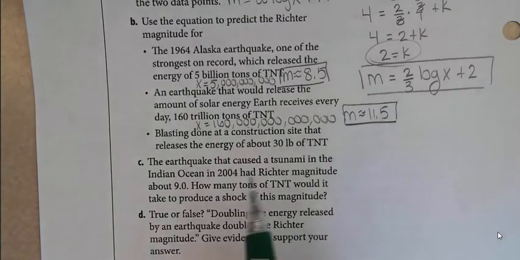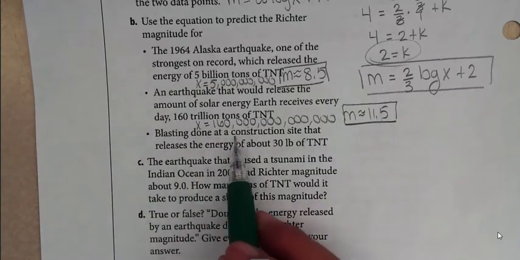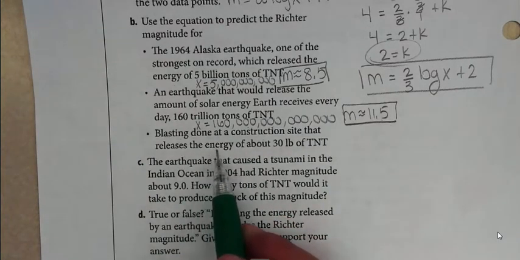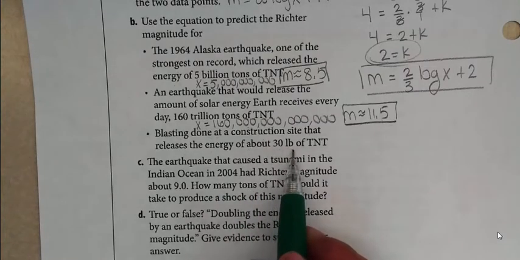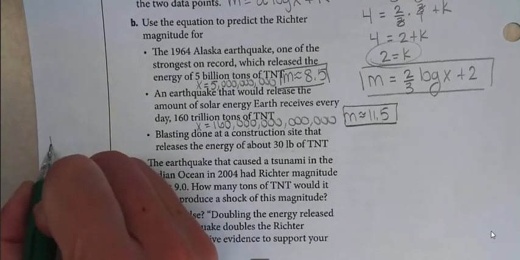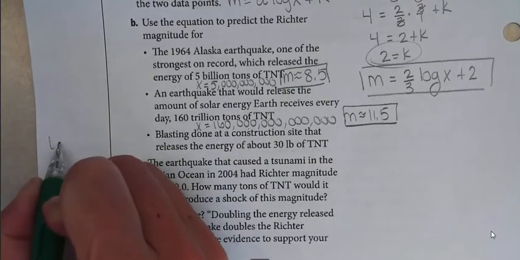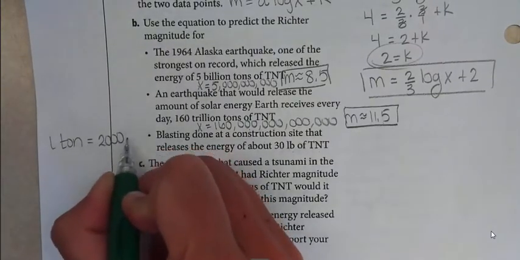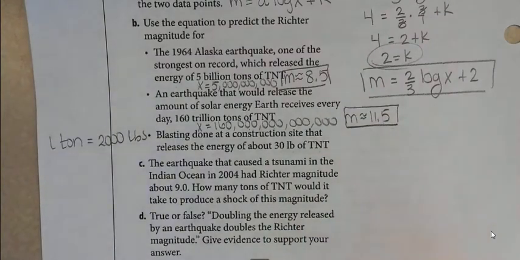Okay. All right, blasting done at a construction site that releases the energy of about 30 pounds of TNT. So we're going to have to do a little bit of unit analysis here. I know that 1 ton is equal to 2,000 pounds. And if you don't know that, you can always look that up.